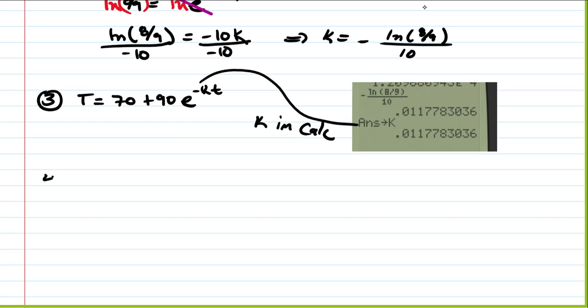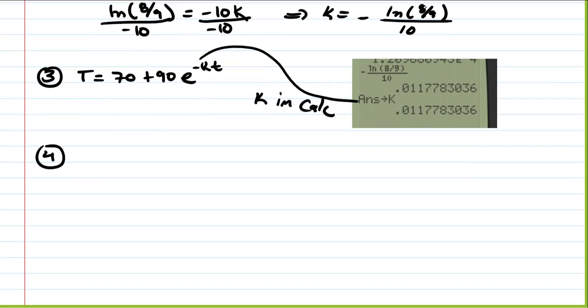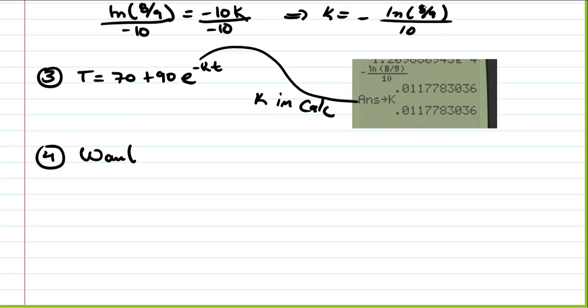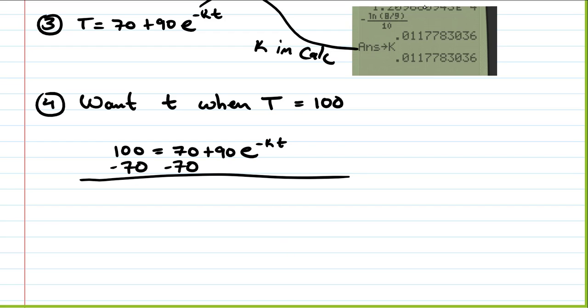So then finally, step 4 is we're asked to answer the question. And our question is, how long will it take to cool to 100 degrees? So we want little t when capital T equals 100. So that gives us the equation 100 equals 70 plus 90 e to the negative kt. So we start by isolating our exponential.